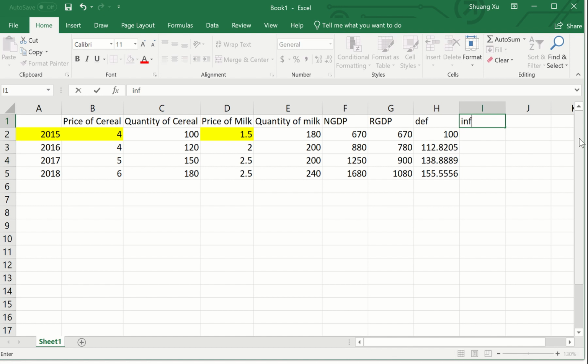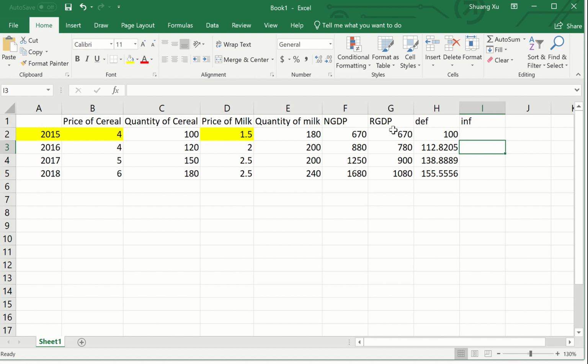And last step, to find inflation. Now for inflations, we can do for 2018, 2017, 2016. We cannot do inflation for 2015 because inflation is always compared to the year before. We don't know what the 2014 information is, so we cannot find inflation for 2015.